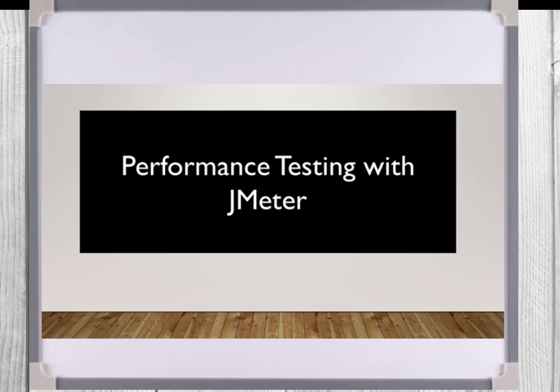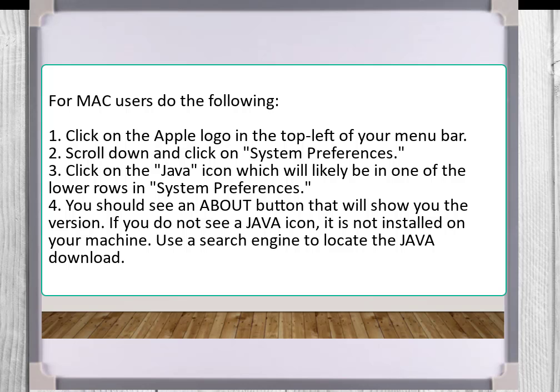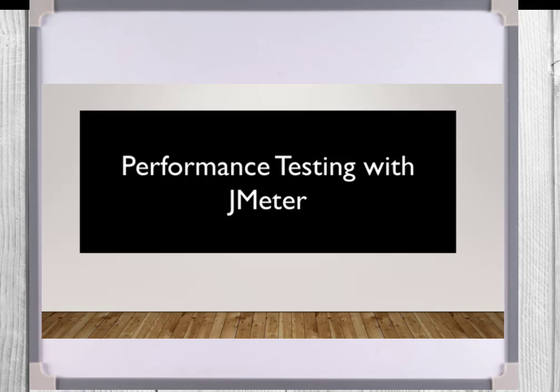Now for Mac users, do the following. Click on the Apple logo in the top left of your menu bar. Scroll down and click on System Preferences. Click on the Java icon. You should see the About button that will show you the version. If you do not see a Java icon, it is not installed on your machine. Use a search engine to locate the Java download.